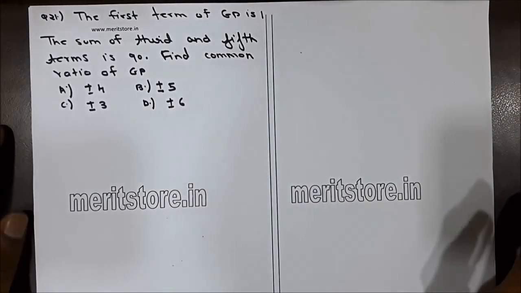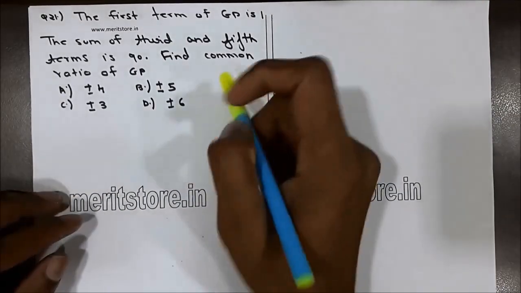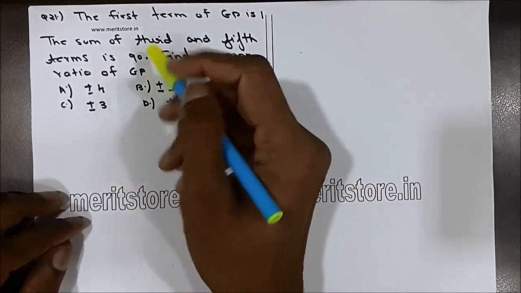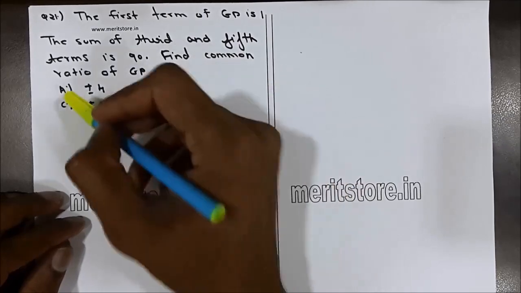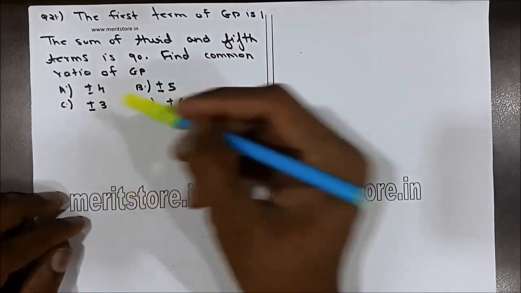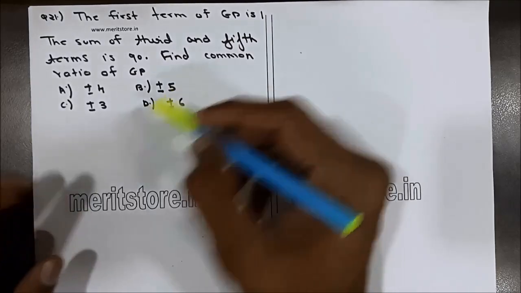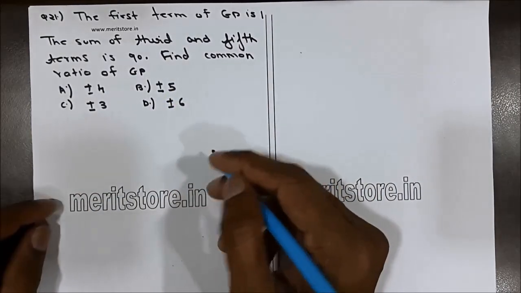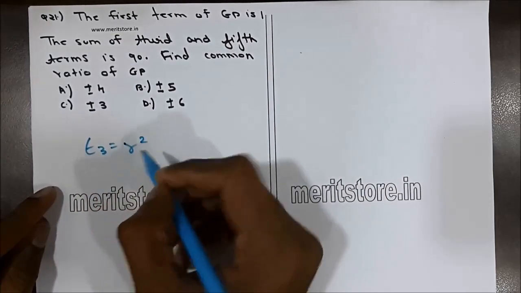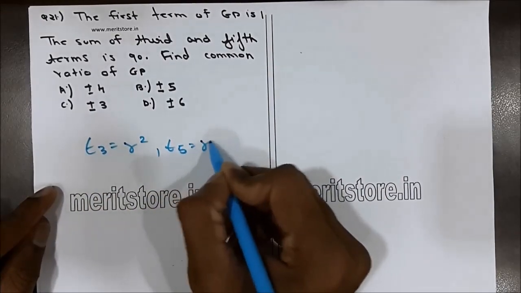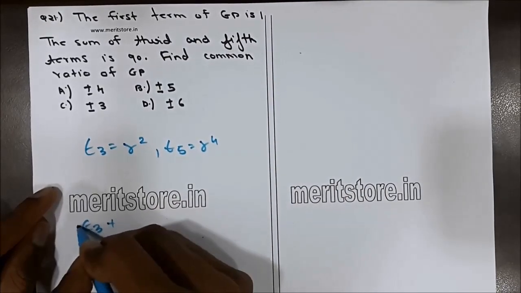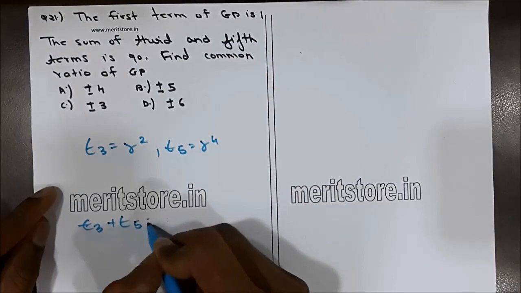Question 21. The first term of a GP is 1, the sum of the third and the fifth term is 90. Find the common ratio of the GP. We have 4 options, that is A plus minus 4, B plus minus 5, C plus minus 3 and D plus minus 6. Let r be the common ratio of the GP, where we have T_3 is equal to r squared and for T_5 we get r raised to 4. So the sum of both, that is T_3 plus T_5 is equal to 90.